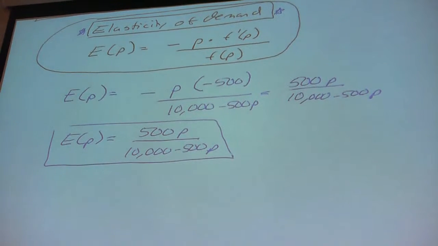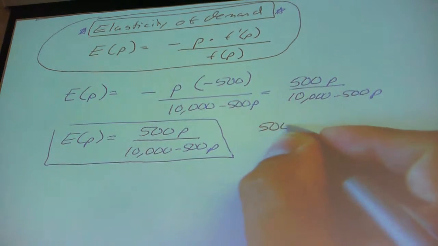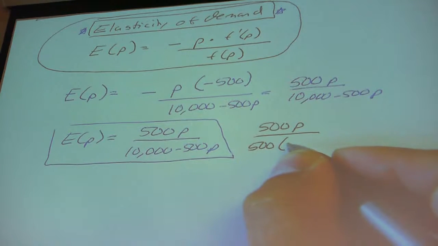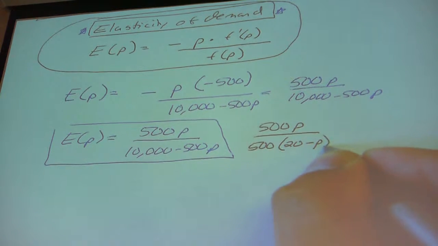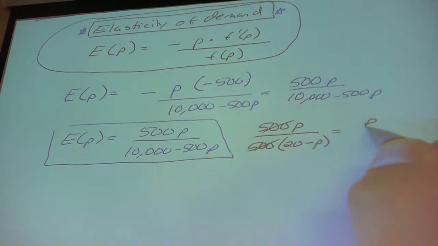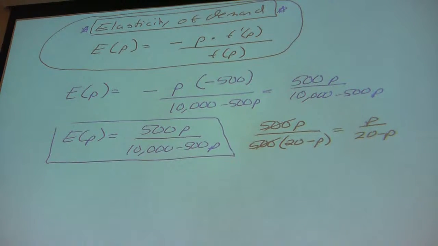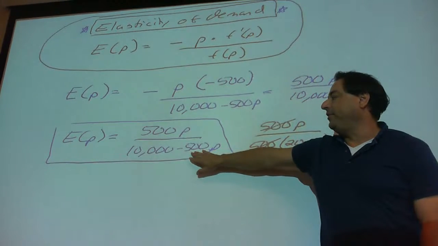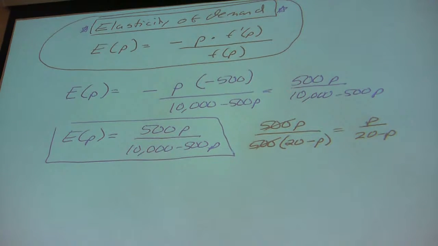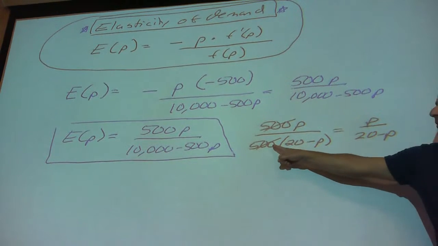I will tell you that in the notes, there are people that want to simplify further. Just watch for a second. I have 500P. I can pull out a 500 from the bottom, and I'll be left with 20 minus P. 500 and 500 will go away, and I'd be left with P over 20 minus P. So either one. You can use 500P over 10,000 minus 500P, or you can simplify it further and call it P over 20 minus P. 20 times 500 is 10,000.